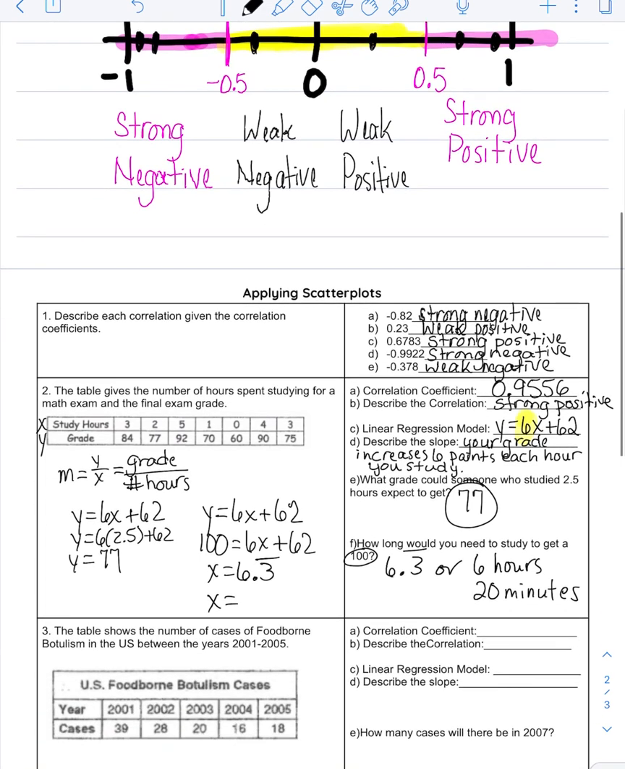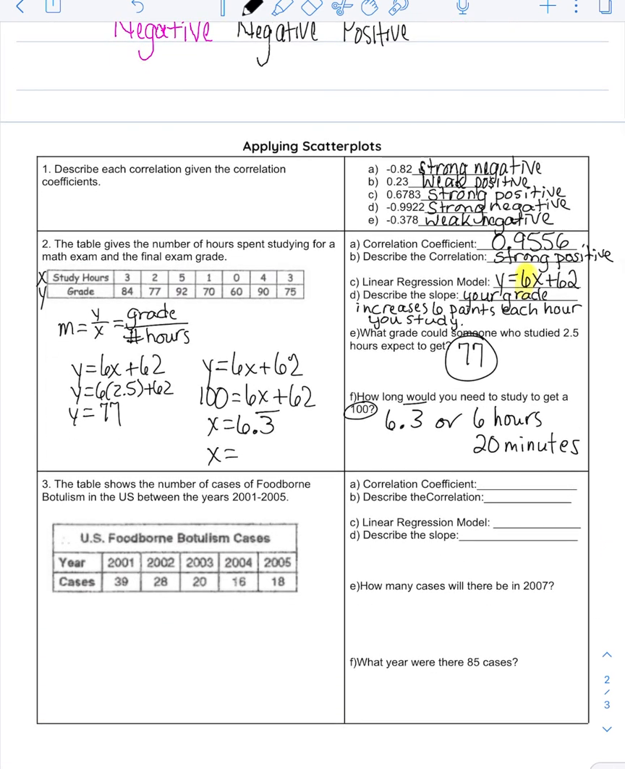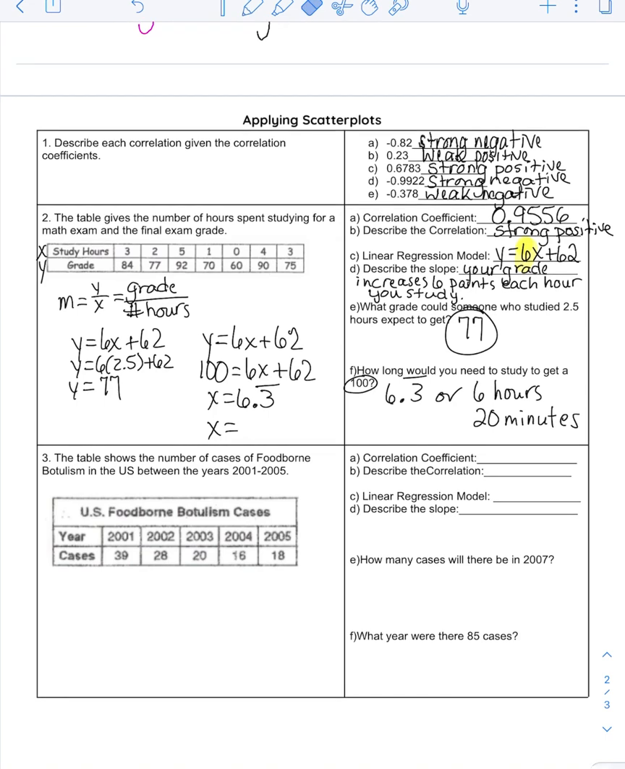Now let's take a look at what would happen if we have this type of situation. So in this table, it shows the number of cases of foodborne botulism in the U.S. between the years 2001 and 2005. And by the way, botulism is like food poisoning. All right, so the first thing we want to do is get our information from our table. And we're going to use our Desmos to do that, our graphing calculator. But remember, when we have years, we've got to set some things up, change it a little bit. So we're going to say the year 2001 is 0.